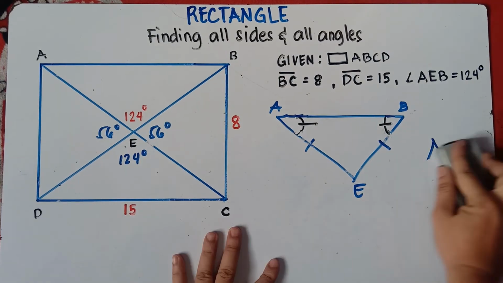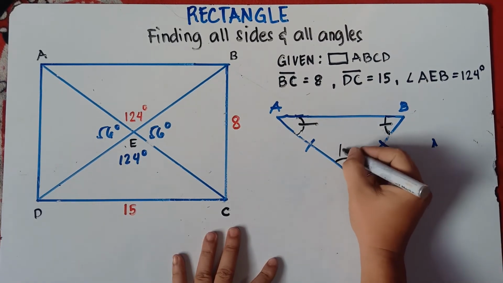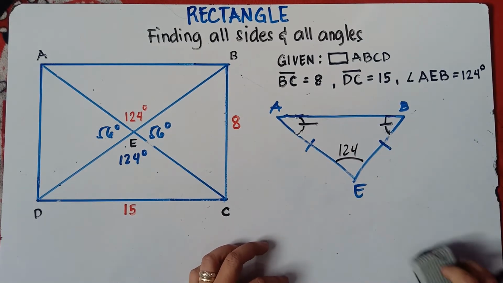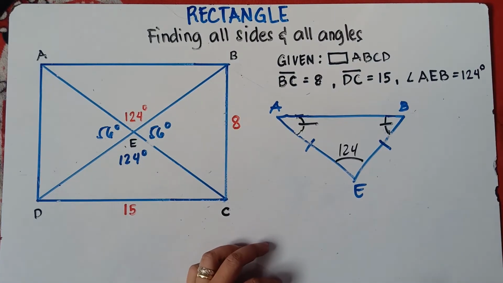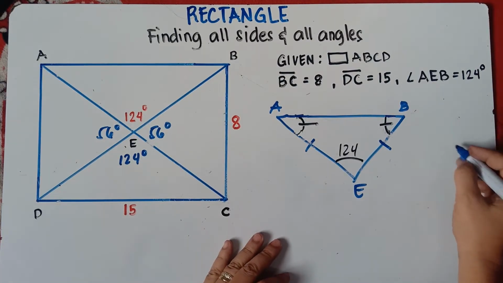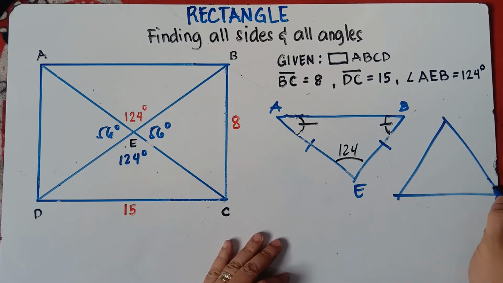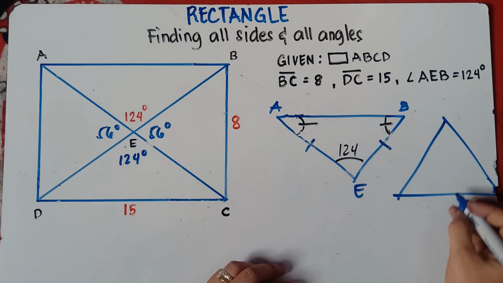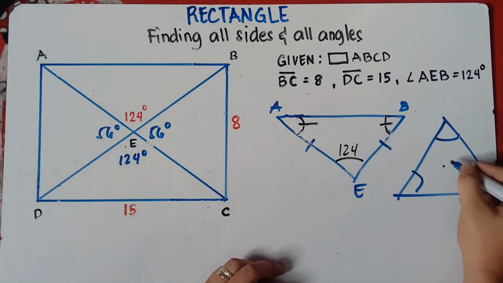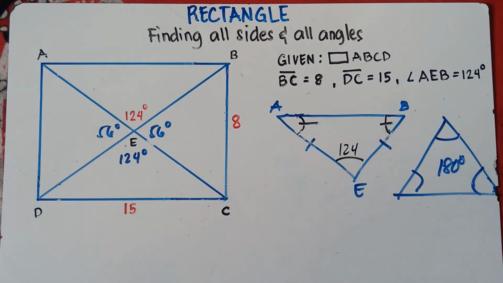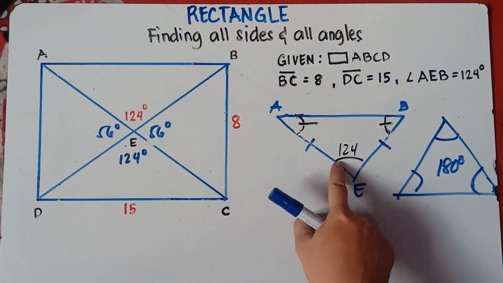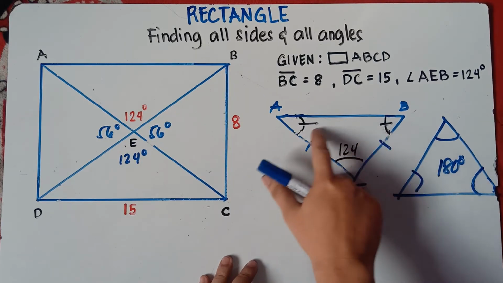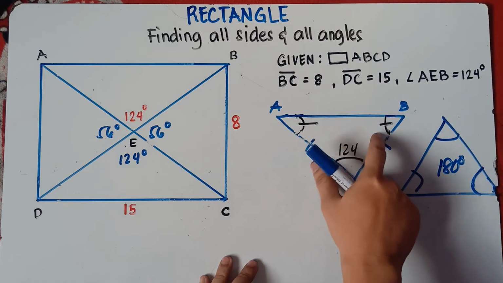So therefore, if this is 124 for this one, of course, we know, class, that the sum of interior angles of a triangle should be 180 degrees, right? Once again, if you have any kind of triangle, class, if it's equilateral, right triangle, isosceles, scalene triangle, the sum of these interior angles should be 180 degrees. So since we already have 124, we subtract this 124 from 180 so that we can find these two angles, because these two angles have the same measure.